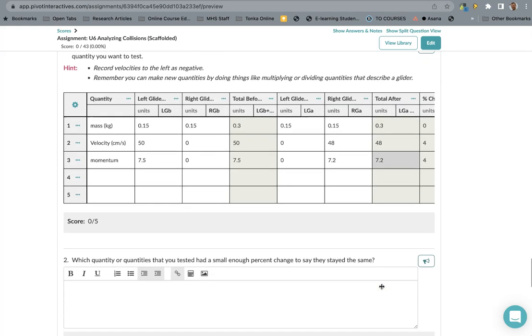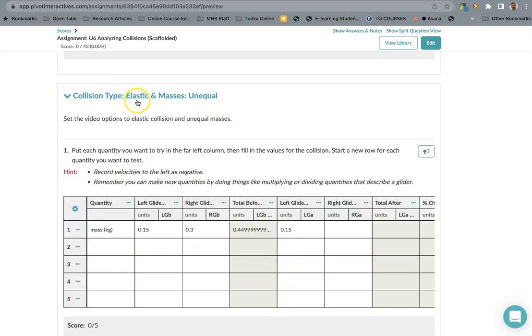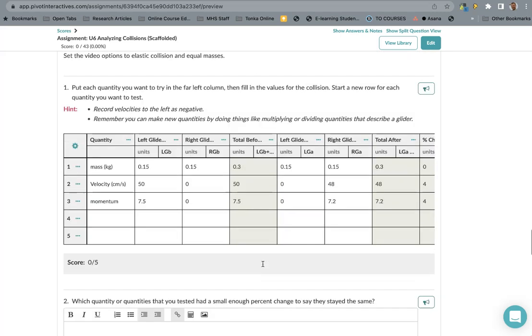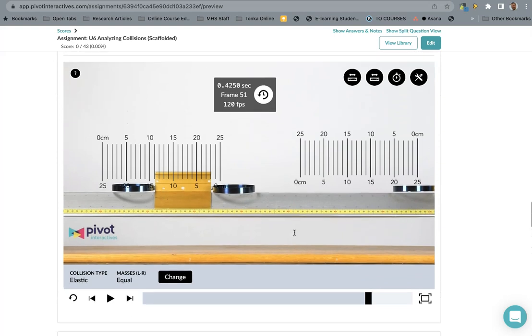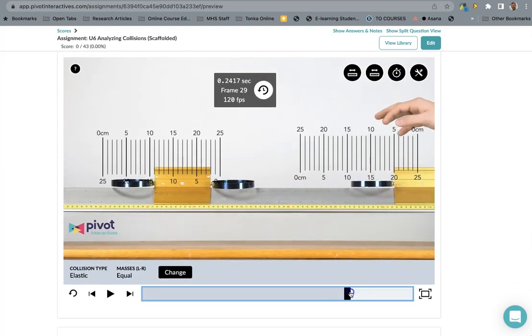You're going to want to do the same thing by changing it to an elastic collision where the masses are now unequal. Find the velocity, find the momentum, and then figure out how different they are when you compare all of those. That's basically the idea. Please reach out if you have any questions. The key is making sure that each of these carts is maintaining a constant velocity when you start measuring the distance and time.